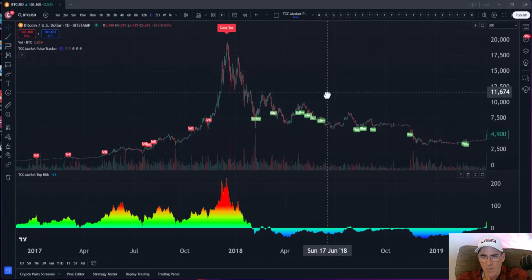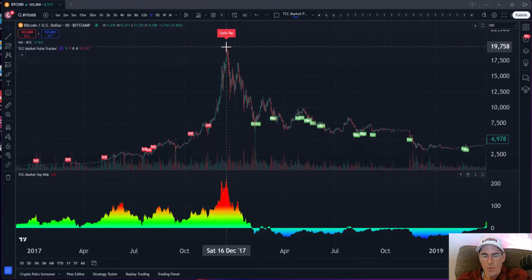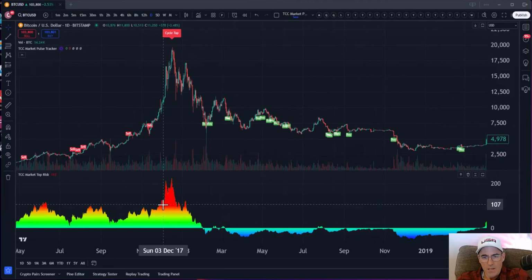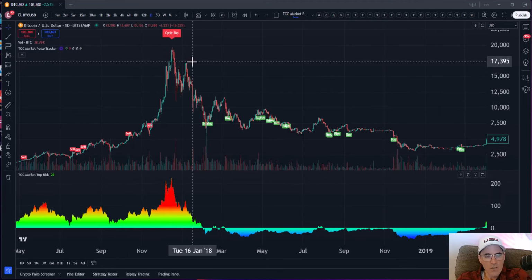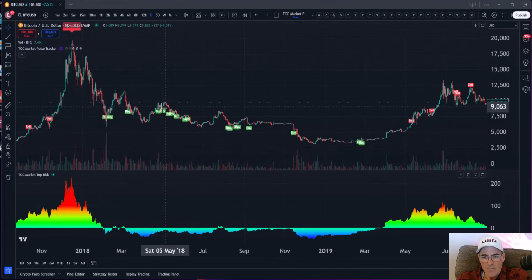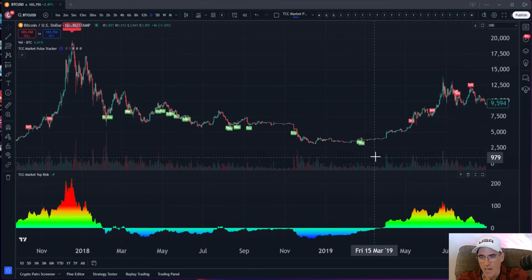Again, we're still talking 2017. Boom, and then we printed our cycle top. So following these areas here, boom, you're here at 17,000, 18,000, 19,000. You should be scaling out of your positions here. Then same thing, we get into these buy signals here. We see this area in here: buy, buy, buy, buy, buy.